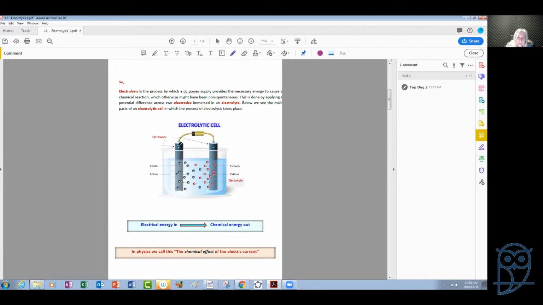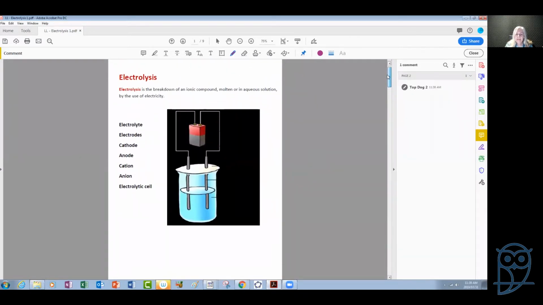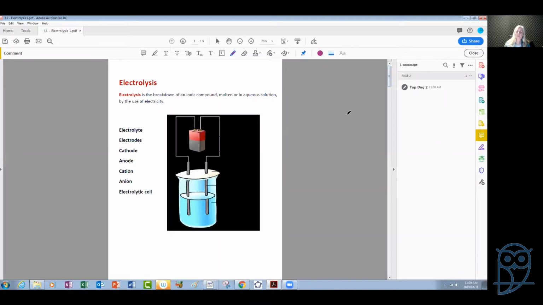So what we do here, look at this diagram. These two rods are connected to a battery. That represents a battery here. And therefore, if we pass an electric current in this apparatus, we cause this reaction that we call electrolysis. Now let us start properly. Let's look at this diagram, which is a lot simpler to help us start.